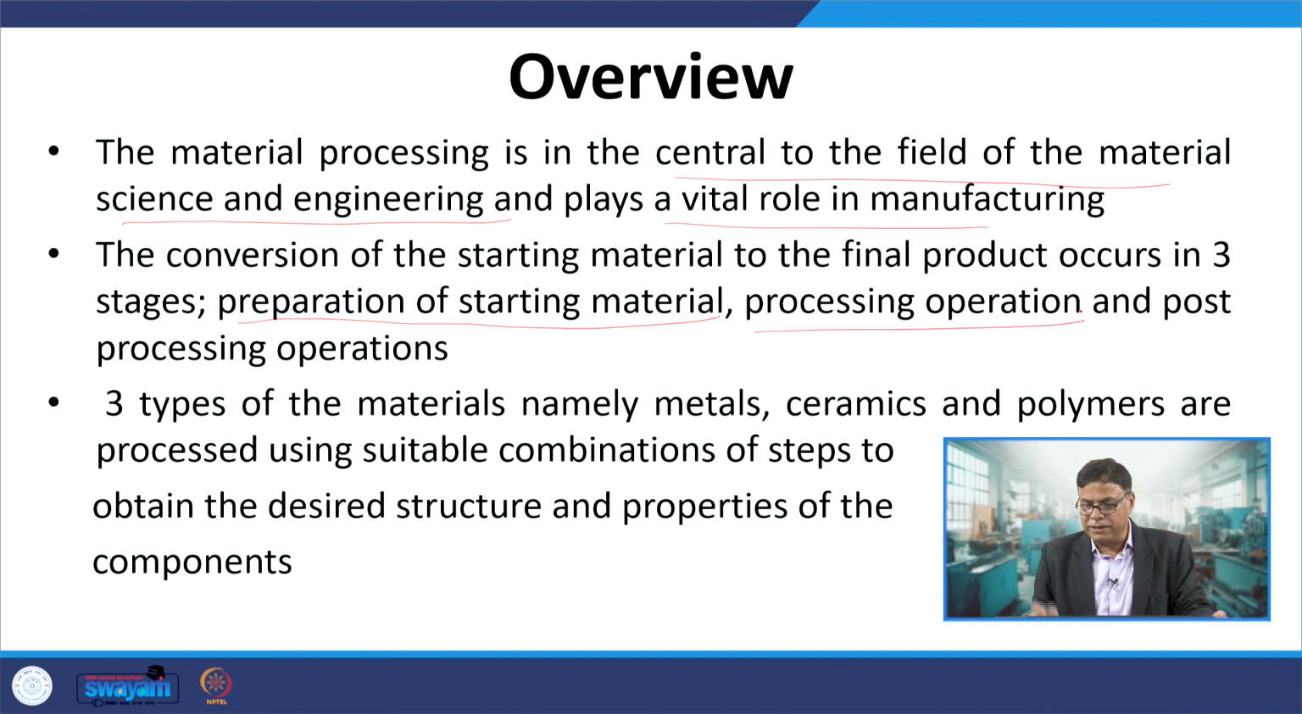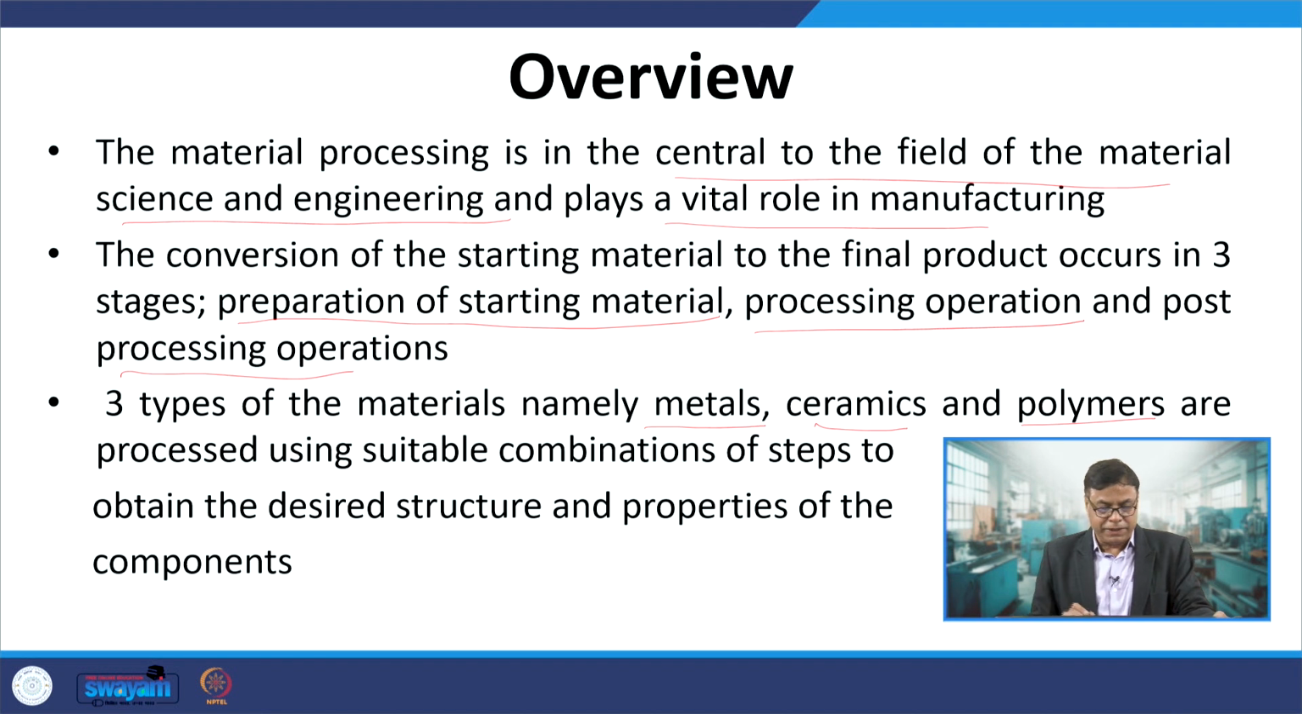Second is the processing operation, which will be converting the starting material into the desired size and shape, followed by the post-processing operations, which will involve further treatments and steps to impart the desired qualities in terms of surface finish, dimensional tolerance, desired microstructure and mechanical properties. Additionally, in material processing, three types of materials are commonly used. These are metals, ceramics and polymers.